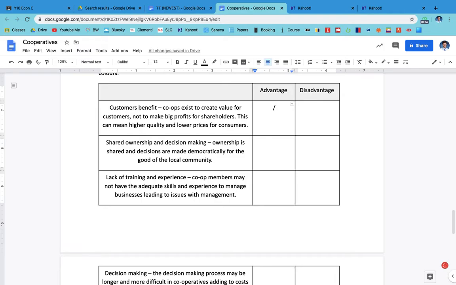Okay, so they don't operate just to maximize profits, churning out really low quality, cheap products at a high profit margin. They're much more interested in producing products that people want and at a high value. Okay, I've described that really badly. It basically means as it says, high quality and low prices for consumers because they're not just interested in profits.